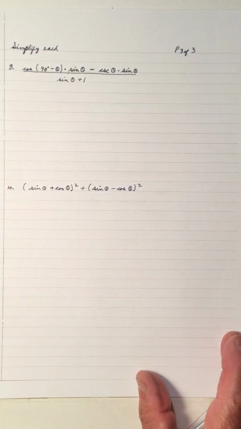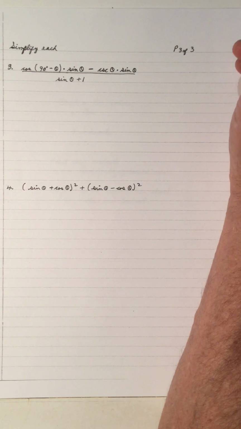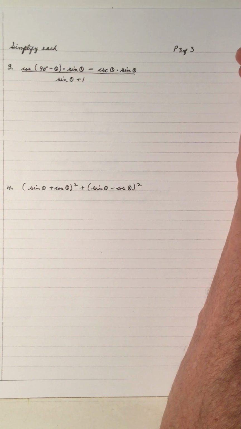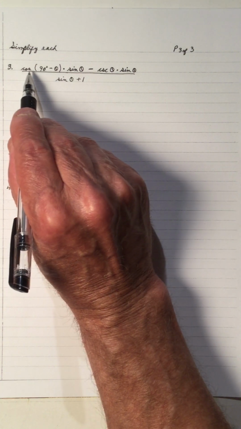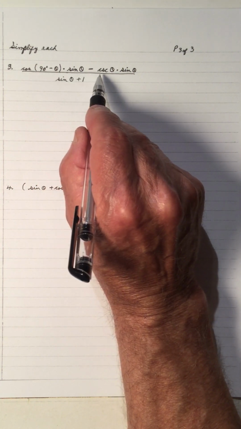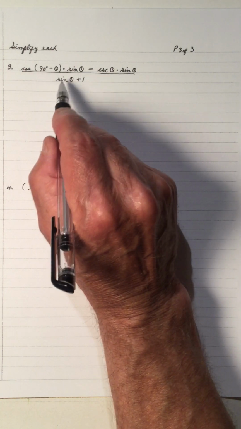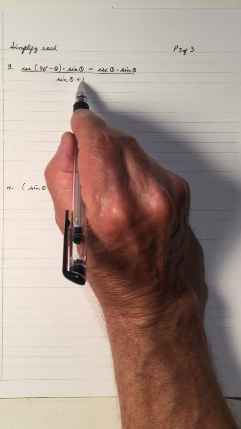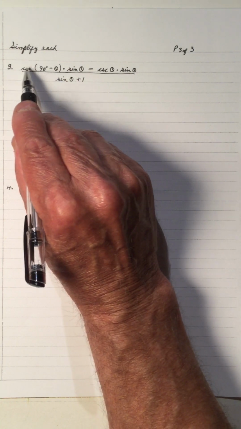Okay, let's do some more. Again, these are longer, and I meant to have them longer, so I want to do some different problems in simplifying. Now we have cos of 90 minus theta times cosecant theta, minus sine theta, divided by cos theta plus 1. So let's simplify this first.